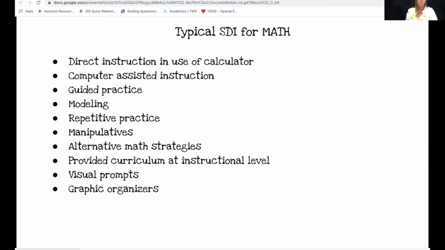It is per student. And of course, visual prompts. Visual prompts can be in a journal. Visual prompts can be provided to the student at the desk. Visual prompts can be a word wall. So those are all the different types of visual prompts that we can have for our students.